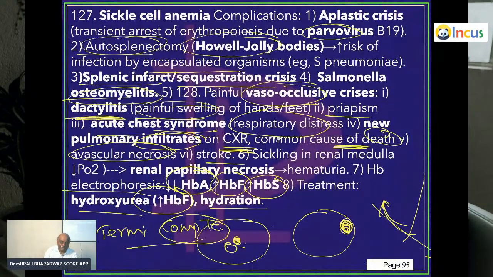And what are the four causes of papillary necrosis? Diabetic nephropathy, analgesic nephropathy, sickle cell anemia, and acute pyelonephritis. Power of revision, it is called. More than reading, the more the revision should be there.